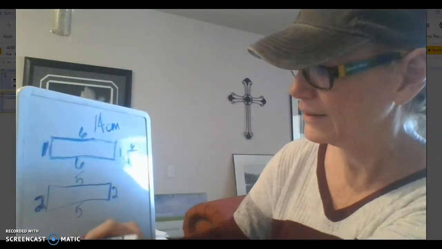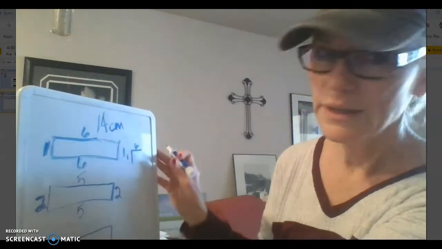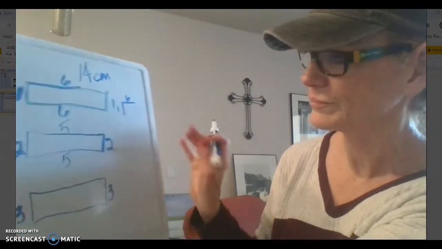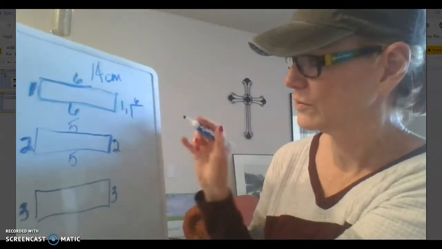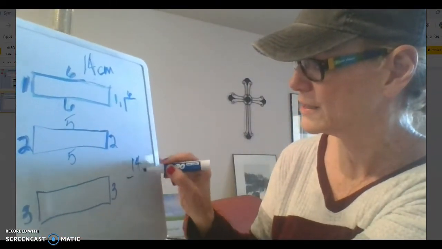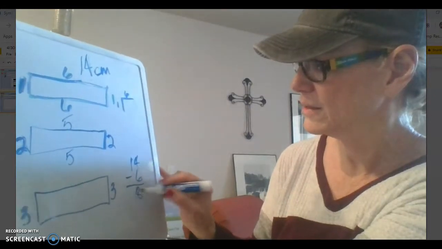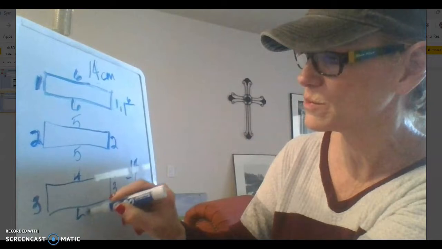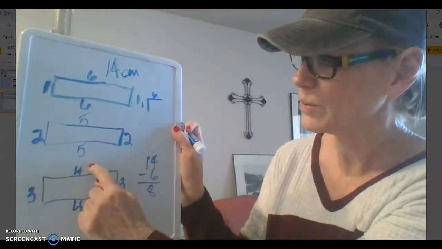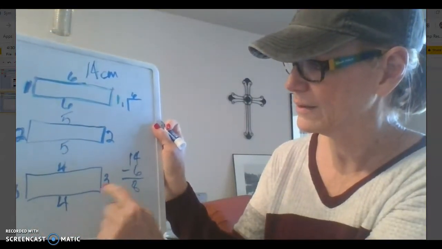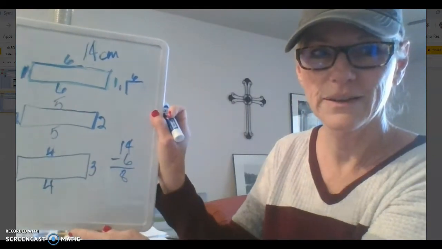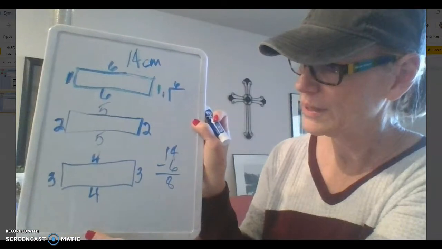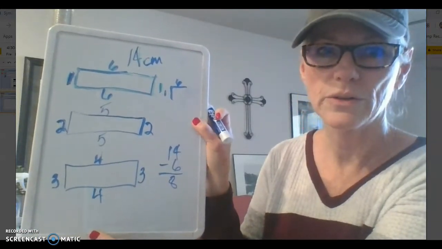I'm going to try to see if there's another combination if I use 3. 3 plus 3 is 6. So if I went over here, 14 minus 6, that's 8. What's half of 8? 4. So let's see if this is working out. 3 plus 4 is 7, plus 3 is 10, plus 4 is 14. We did it. So here are 3 shapes with the perimeter of 14 centimeters.